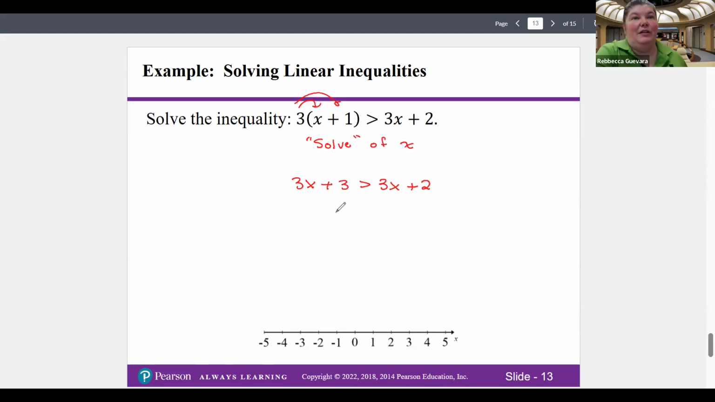And then if we subtract 3 from both sides to get one of those x's by itself, we end up with 3x is greater than 3x minus 1. And at this point, you might be going, well, I'm a little stuck. So let's say we get rid of that 3x on both sides. Well, I get 0 is greater than -1.